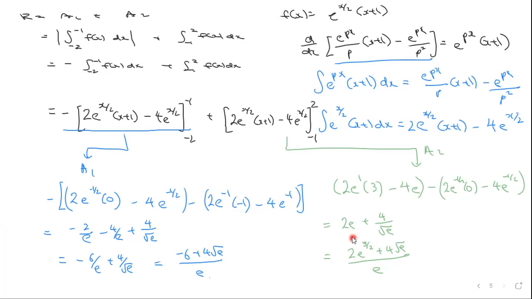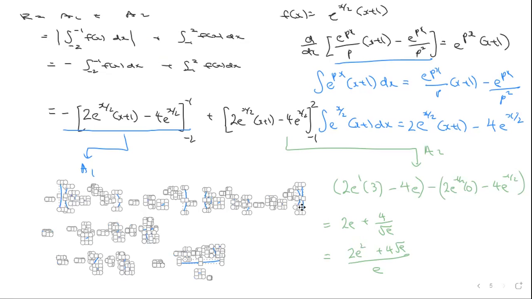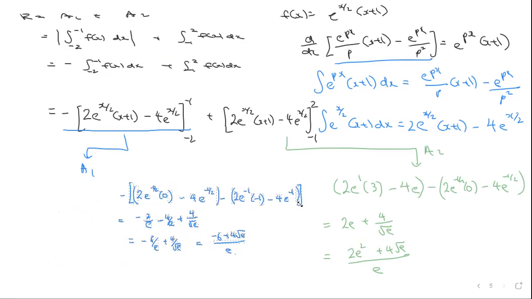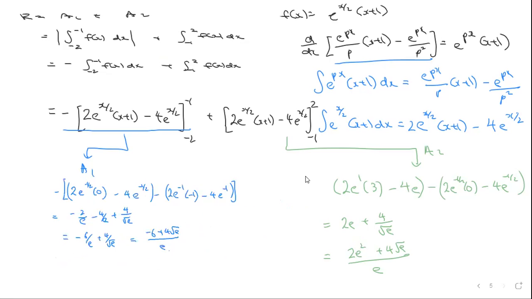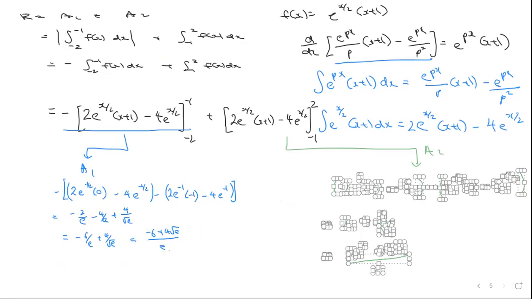So there's 2e. Right. So indeed, when I put this all in one fraction, I put it over e. So that's multiplied by root e, but this should be multiplied by e. So that should be e squared. And then, of course, R, which is both of these added together, will then become what we wanted. So this is area 1. This is area 2.